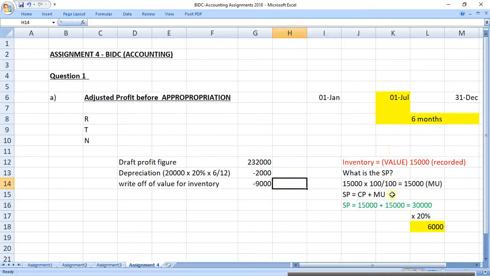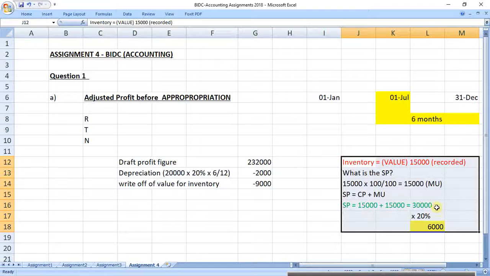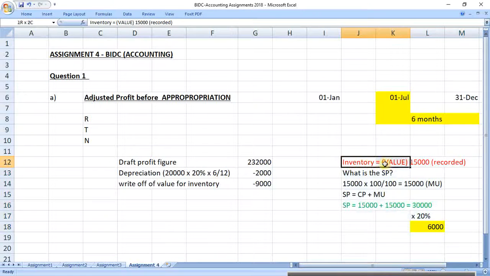Right, so I need to remove 9,000 Rand worth of value from this stock because this stock is actually worth 6,000. Should I show that calculation? Of course. What we have here is showing the working, because I read the question and interpreted what was being said. I know it's worth 15. I know what the markup is. If I do a calculation, I know what the selling price is. The reason why I calculated the selling price is because the question said 20% of the selling price is what the damaged goods can be sold for. And that's why I've got 6,000.